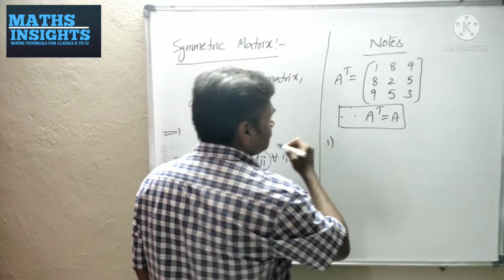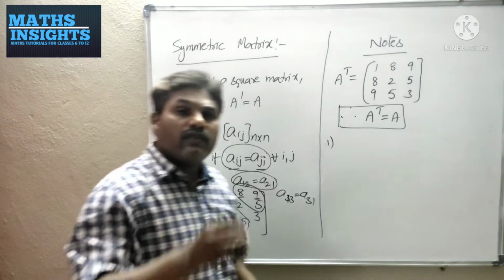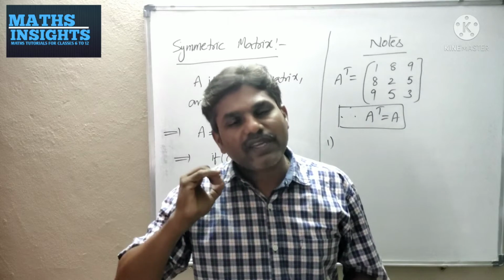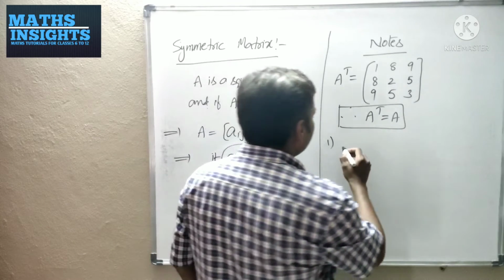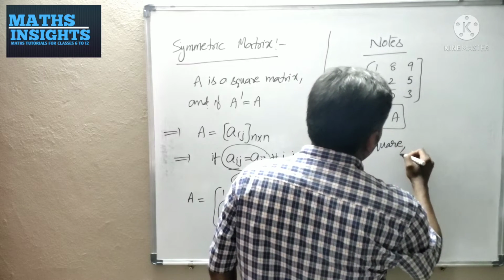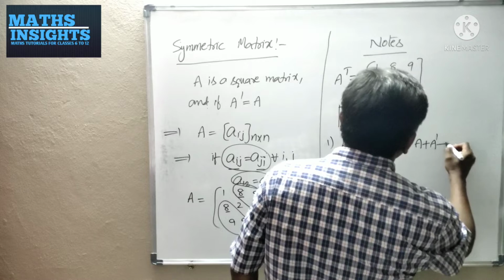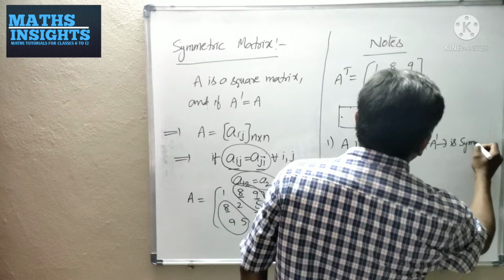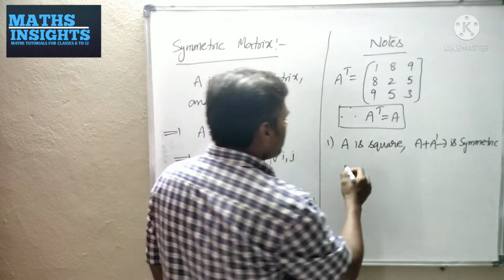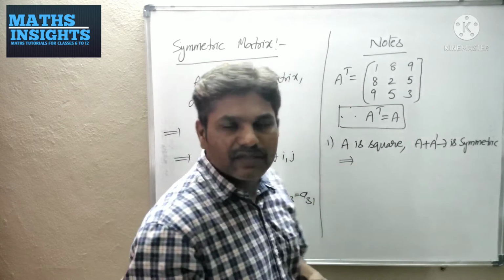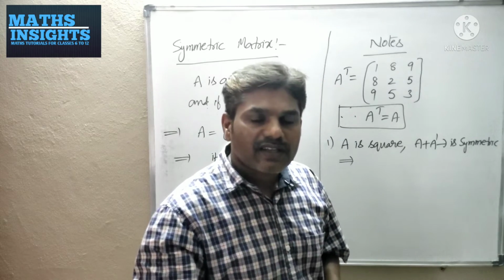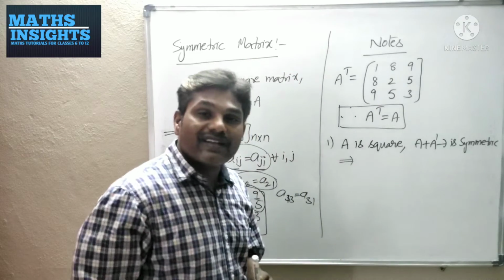First note says that if A is a square matrix, then A plus A dash always becomes a symmetric matrix. A is a square matrix, then A plus A dash is symmetric. If you want to verify, you may verify. How to verify whether a matrix is symmetric or not? First, do the transpose. If you are getting the same matrix again, that is a symmetric matrix, otherwise not.